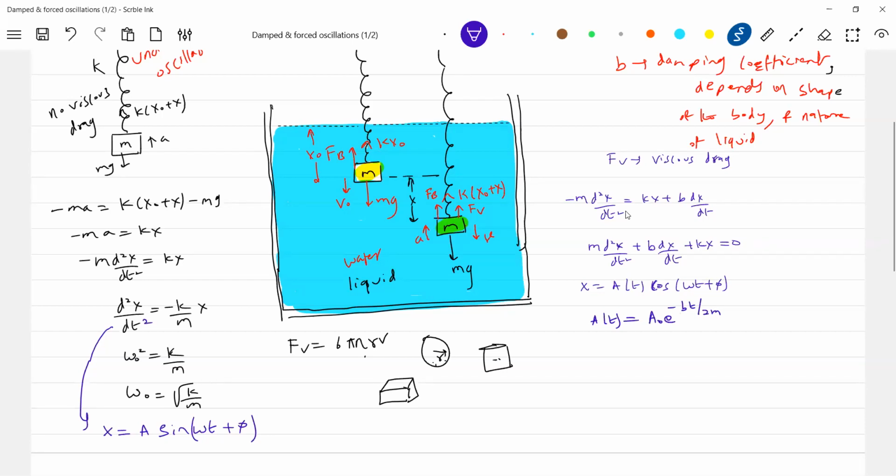Agreed? See, I want you to look at the picture. In the picture, the value of B depends on what? Will it depend on the spring constant? No. It depends on what? It depends upon the nature of the liquid.